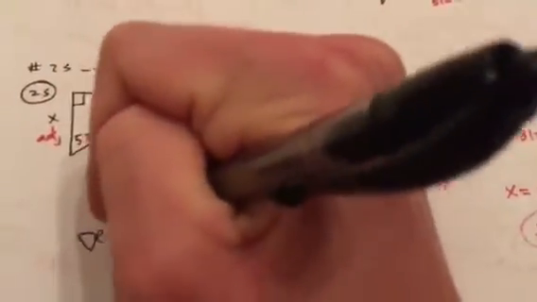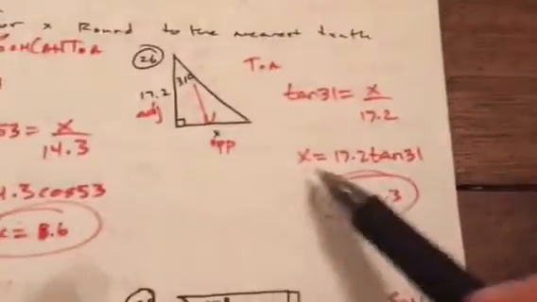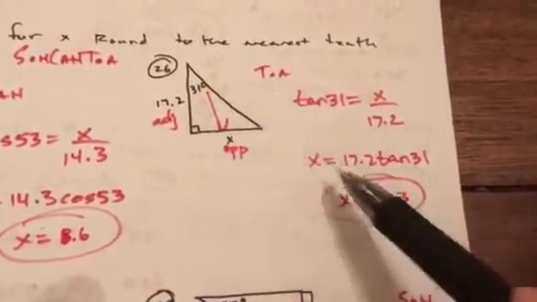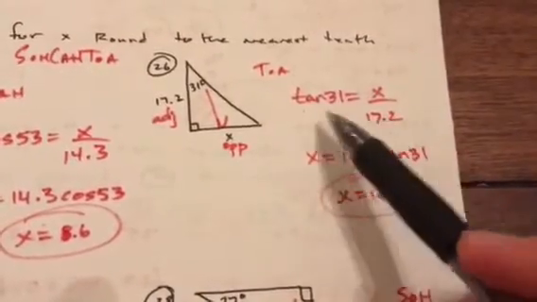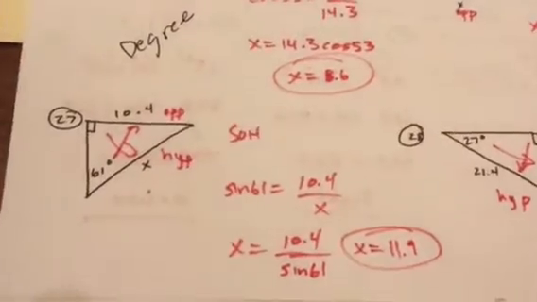Make sure you're in degree mode in your calc. 8.6. Here you have, in terms of 31, that's opposite, adjacent. It's tangent time, baby. Tan 31 is equal to x over 17.2. Do 17.2 times tan 31 in the old calculator to get 10.3.